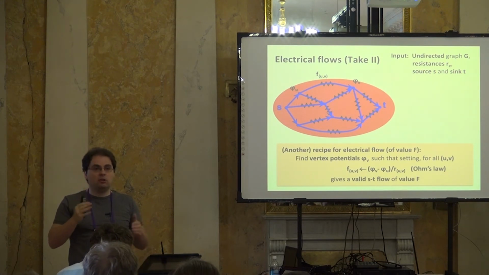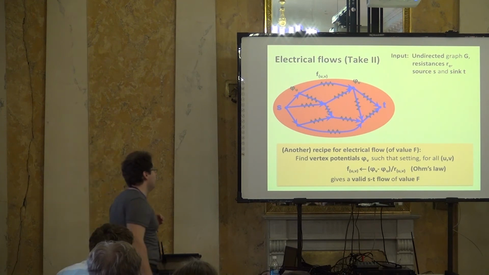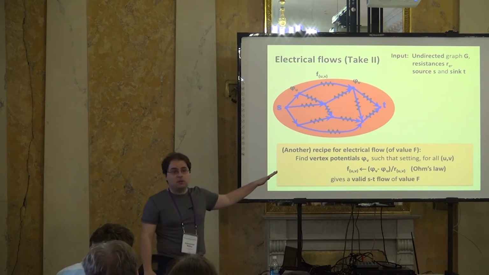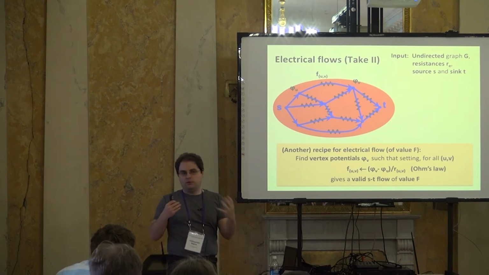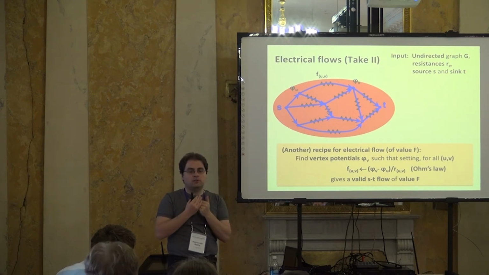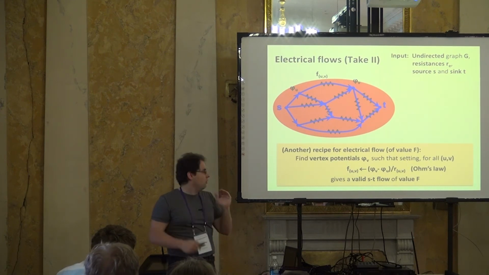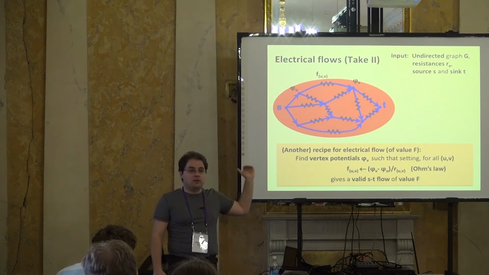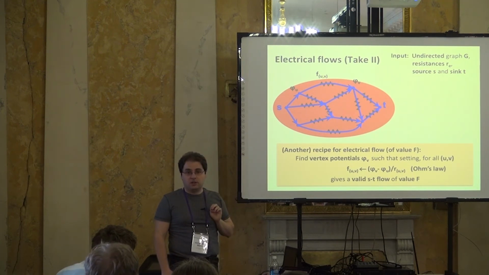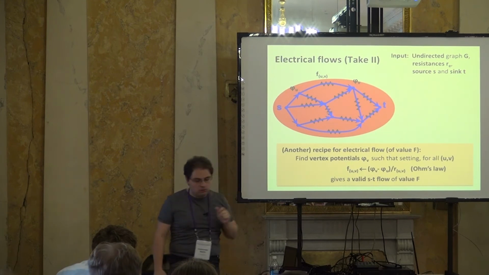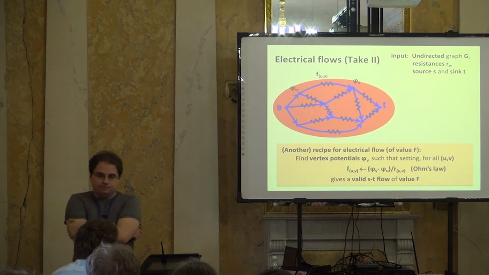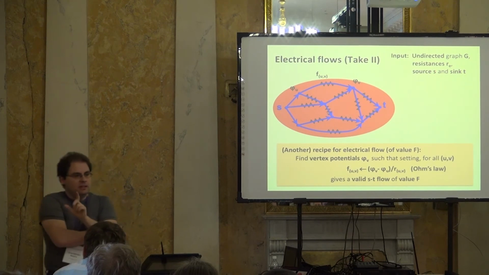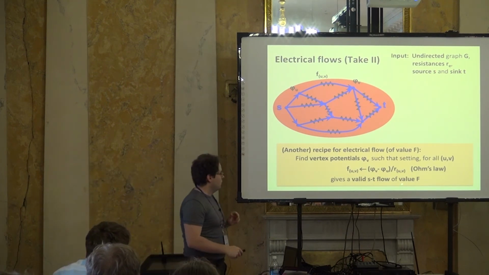So there is only one ST flow of value f that you can get via this recipe, and this is exactly the electrical flow. You can get many different flows by choosing different potentials, but there is only one valid ST flow that you can ever get via this recipe, and that's exactly the electrical flow. This is the dual formulation of the problem. Once again, if we fix the value of the flow, then there is a unique way of assigning this potential.